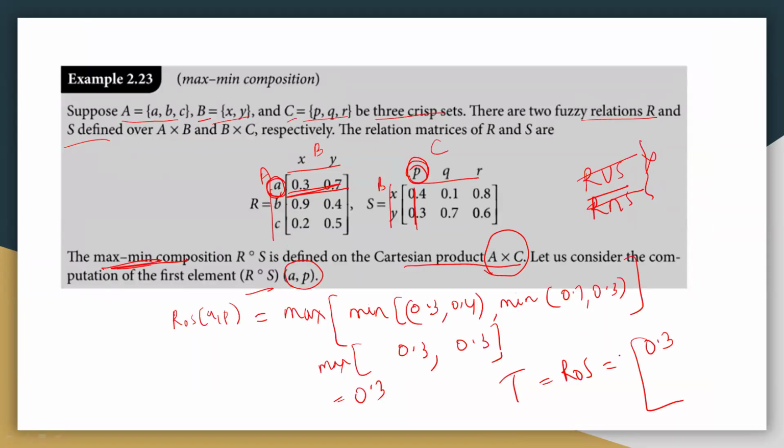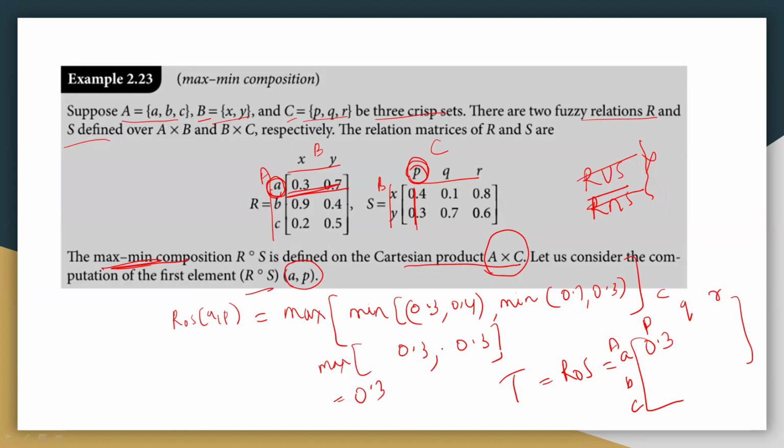So for the first value, remember, you will have something like this: A, B, C, and this element C has three elements. Sorry, this is the fuzzy set A, and you have another fuzzy set C, which contains three elements P, Q, and R. So this is what we are trying to solve.